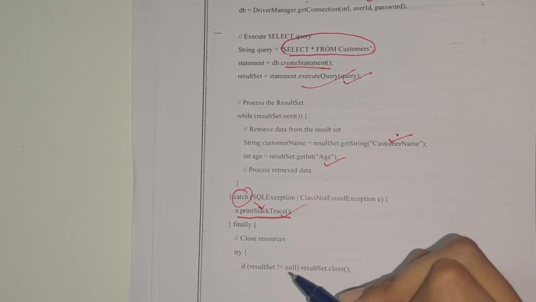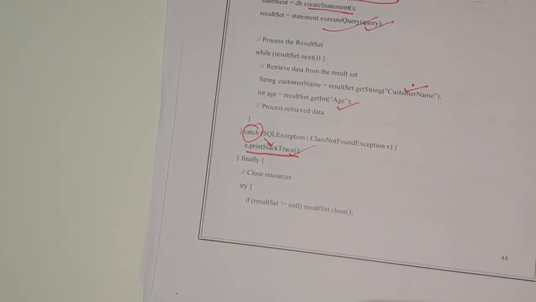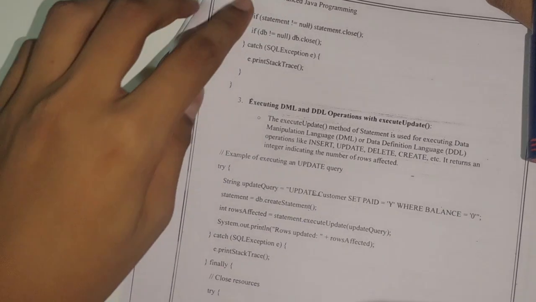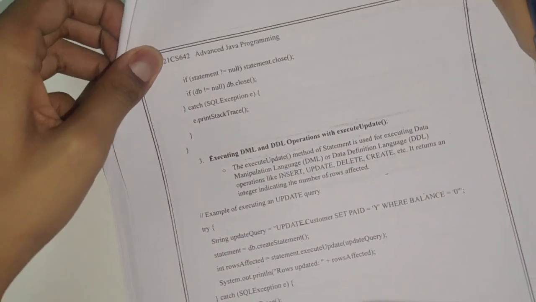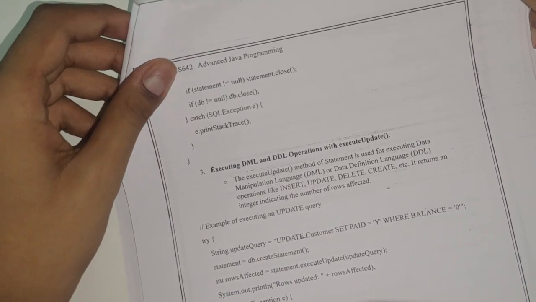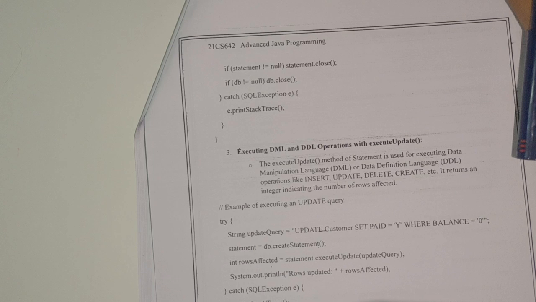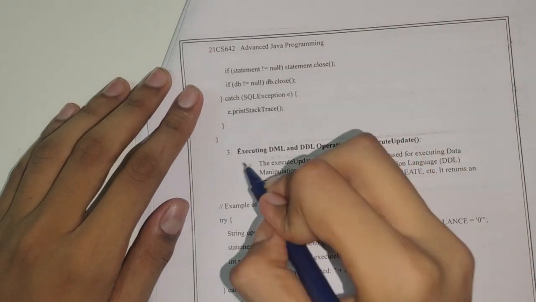Okay, now next is the finally block. If you are trying to execute any query which will not retrieve or give you any value, then this not equal to null check is used. Same thing, done. Now next is DML and DDL operation with execute. What is DML and DDL operation? You have already studied in DBMS the various kinds of operations like create, insert, delete, update, read, all those kinds of operations, right?